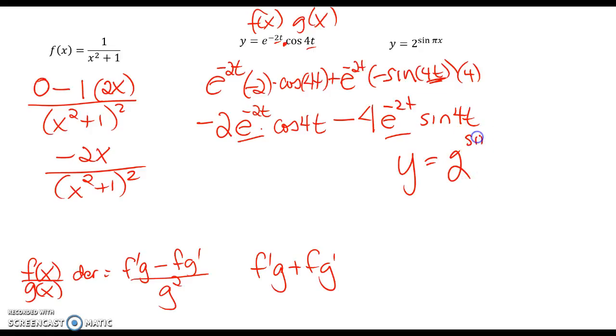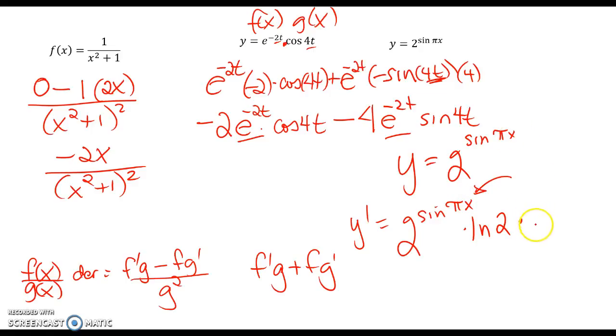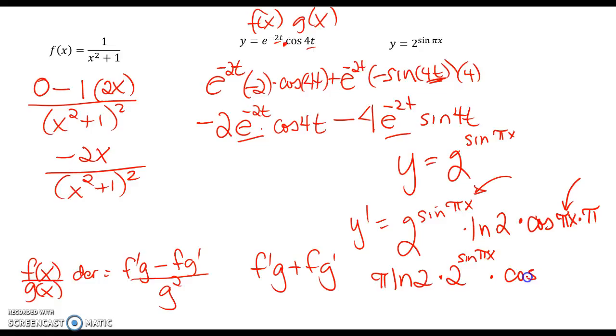So look at this one. y equals 2 raised to the sine pi x. So the outside function is 2 to the x, right? So the derivative becomes 2 to the sine pi x times the natural log of 2, right, times the derivative of this inside. So the derivative of sine is cosine pi x, and then the derivative of this inside function is pi. So let's move the natural log, let's say pi, natural log of 2 times 2 to the sine pi x times cosine of pi x. That would be our derivative.